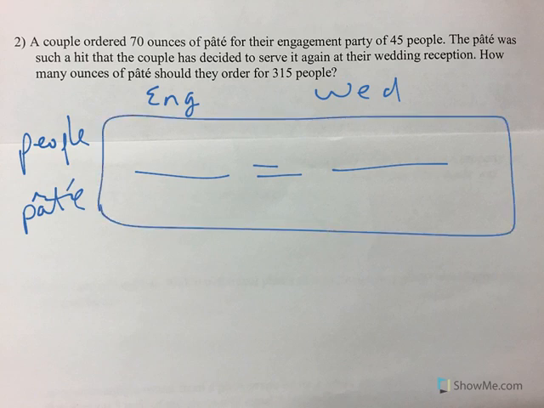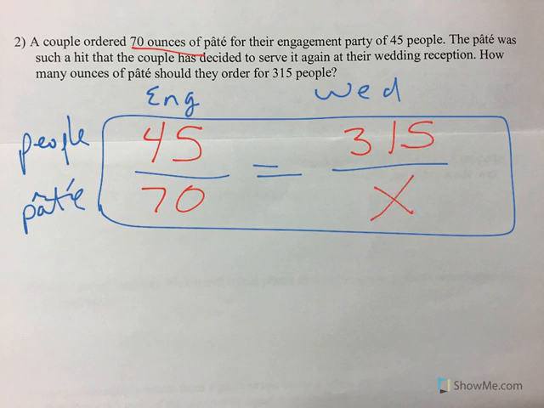Okay, so now I can fill in. And every proportion can be set up 8 different ways, 12 different ways, a bunch of different ways. It's all about being consistent. So if you set yours up a different way, check your cross multiplication. If your cross multiplication is the same as mine, then you're golden. So 70 ounces of pâté for their engagement party of 45 people. That was the engagement. We have 315 people at the wedding, but we don't know how much pâté we need. So we can cross multiply.